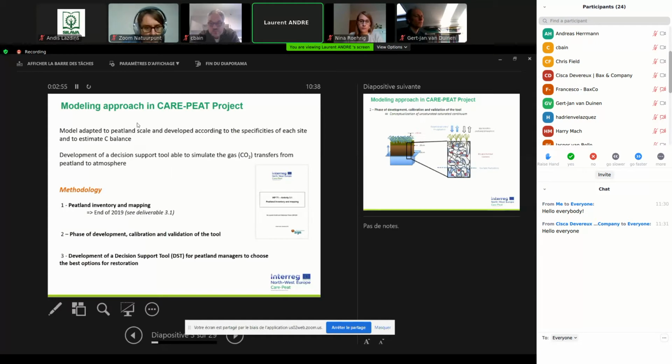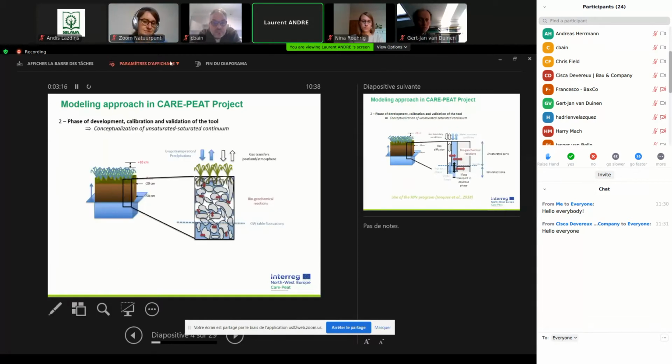And now we are in the second phase, which is a development phase of the numerical tool, with the calibration and the validation of the tool. And also we are in the development of the decision support tool. These are the 2 phases that I will speak about today. So, about the modeling approach.